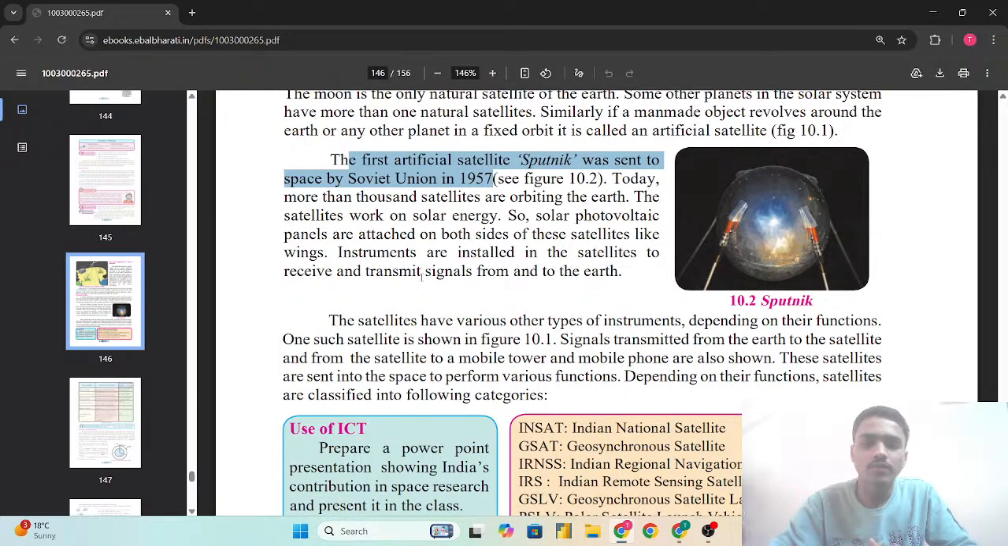So the satellites have various other types of instruments depending on their functions. One such satellite is shown in figure 10.1. So signals transmitted from the earth to the satellite and from the satellite to the mobile tower and mobile phone are also shown. These satellites are sent into the space to perform various functions. So depending on their functions, satellites are classified into the following categories.